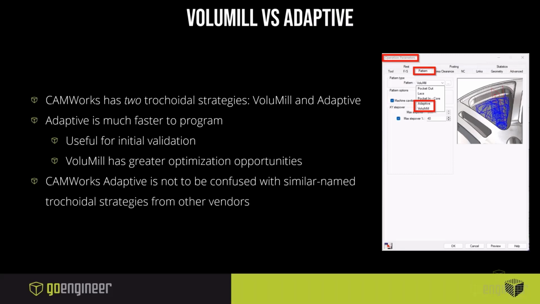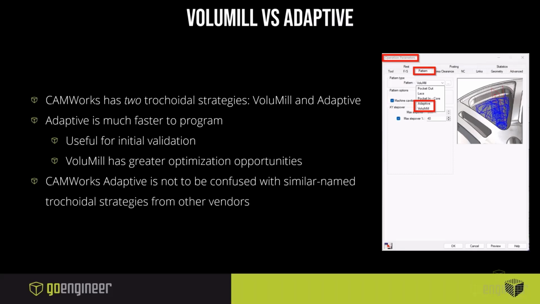And VoluMill isn't the only trochoidal strategy that is inside of CAMWorks. There are actually two. So we have VoluMill, which gets a lot of airtime, including in this presentation, but there's also the adaptive strategy. And you can see here in this slide that this is in our operation parameters dialog box under the pattern tab. We just have those two options there.